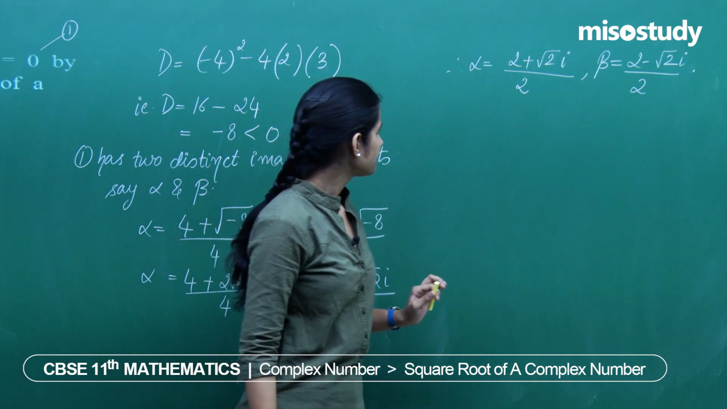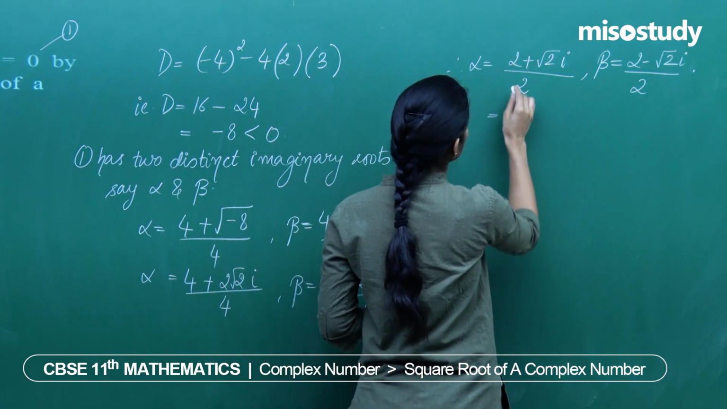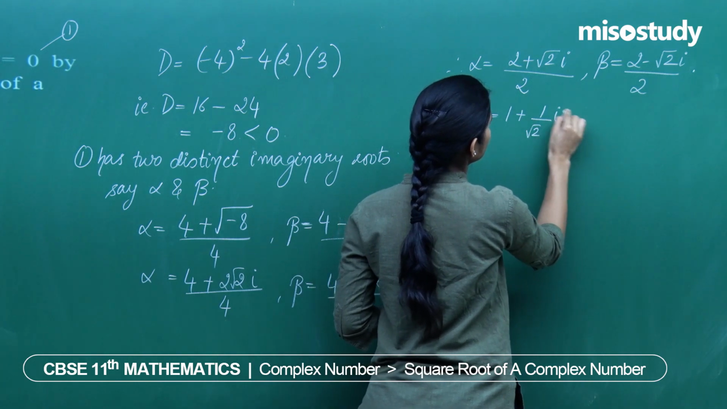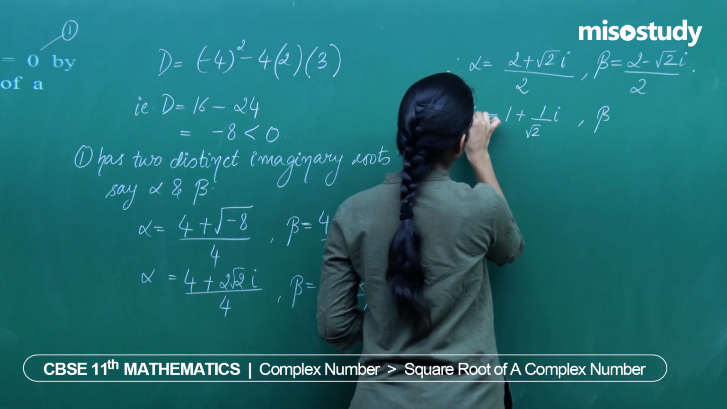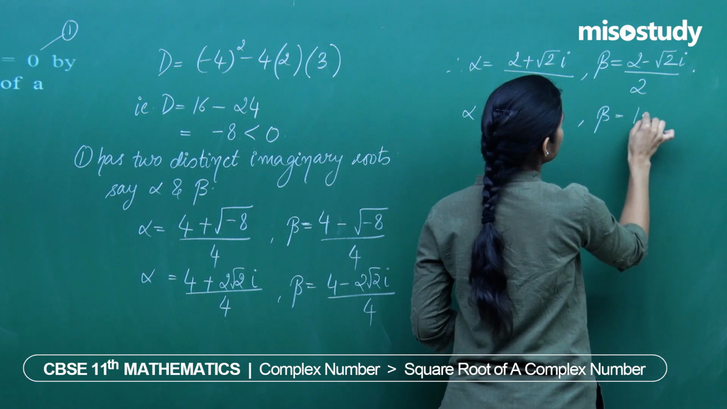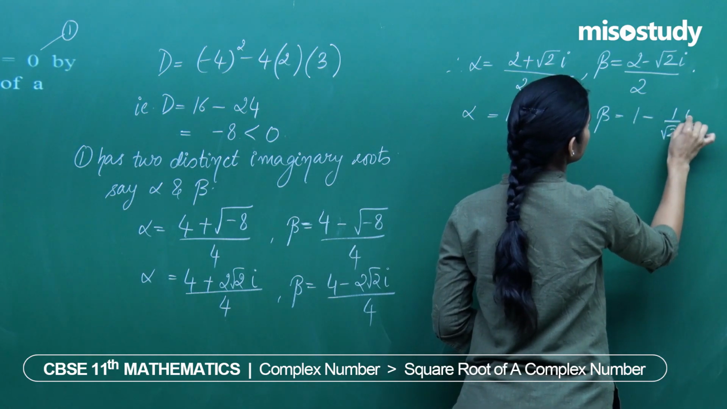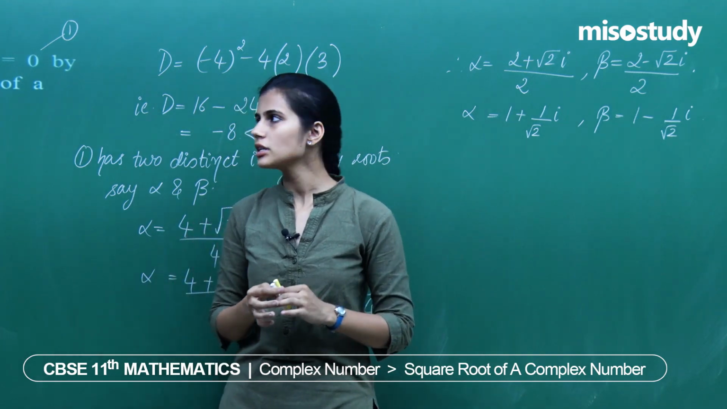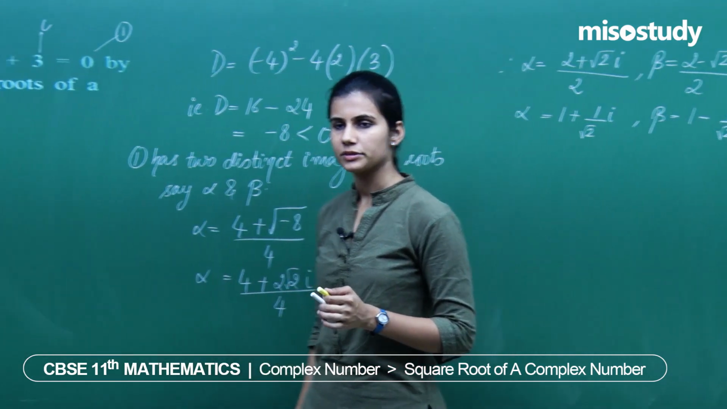Is it clear? And this gives you 2 upon 2 is 1, root 2 upon 2 is 1 by root 2. This is alpha, and again 2 upon 2 is 1 minus 1 by root 2 iota. These are your two most simplified form of the roots of this given quadratic equation.